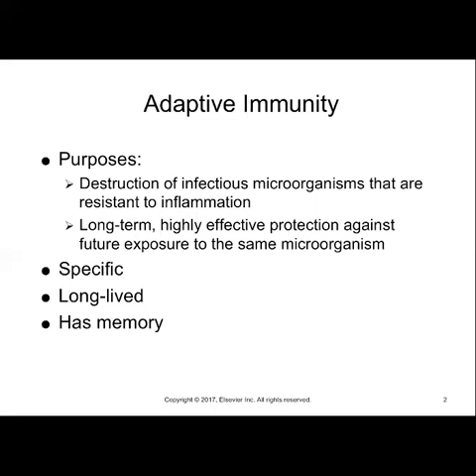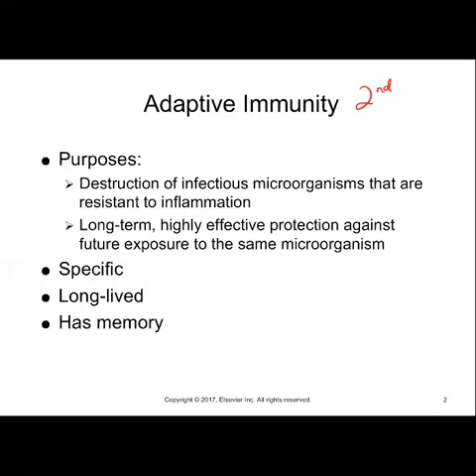So adaptive immunity, its purpose, again, and this is somewhat similar to the innate, is destruction of infectious microorganisms that are resistant to inflammation, right? So it's when the innate immune system basically does its thing and can't do enough, all right? Then the adaptive immune system kicks in. So it's typically second in terms of time. The adaptive immune system is long-term, whereas the innate is typically, unless there's a disease, relatively short-term or short-lived.